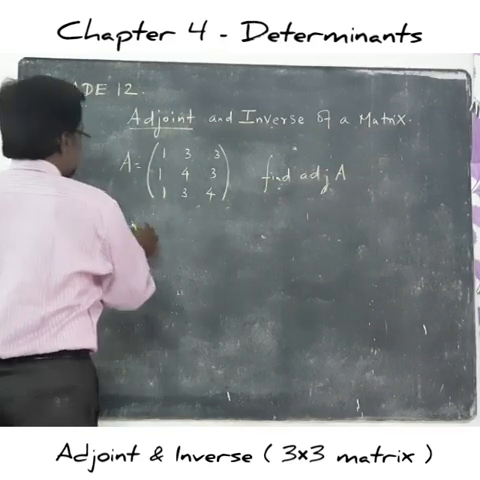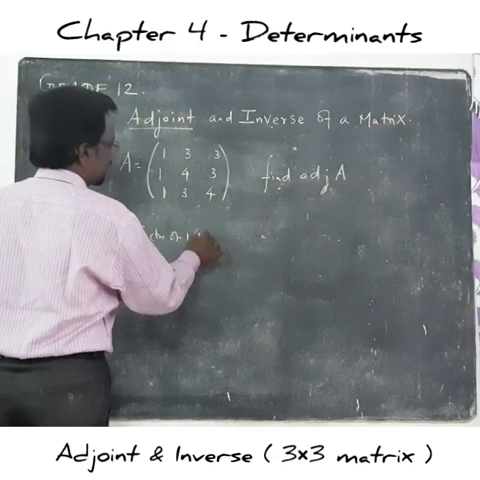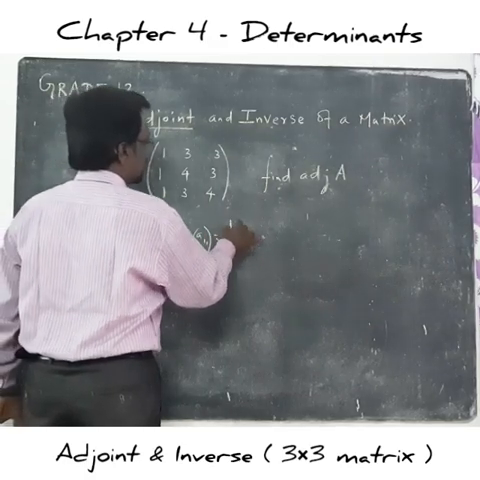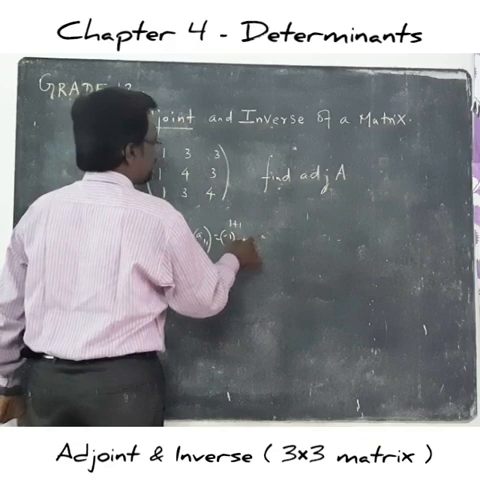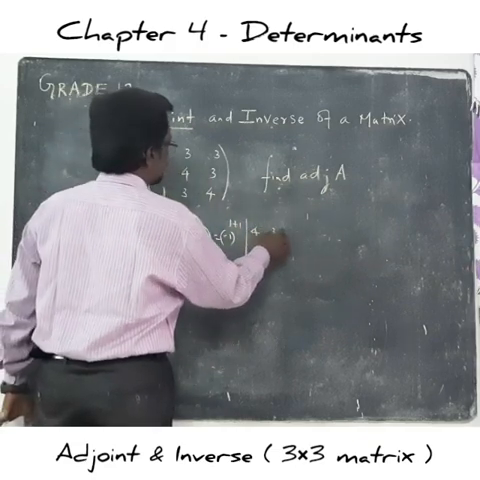What is the cofactor of 1? This one, that is A11. The element is A11, first row, first column. So minus 1 power 1 plus 1 into, you have to delete this row and this column, 4 3, 3 4.